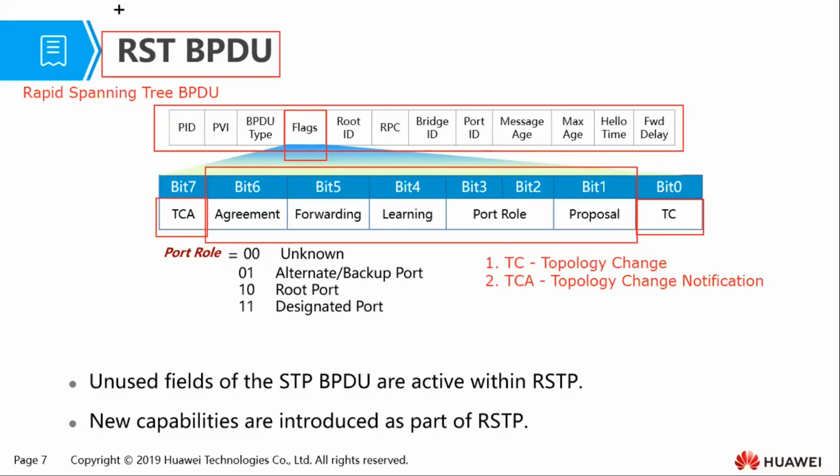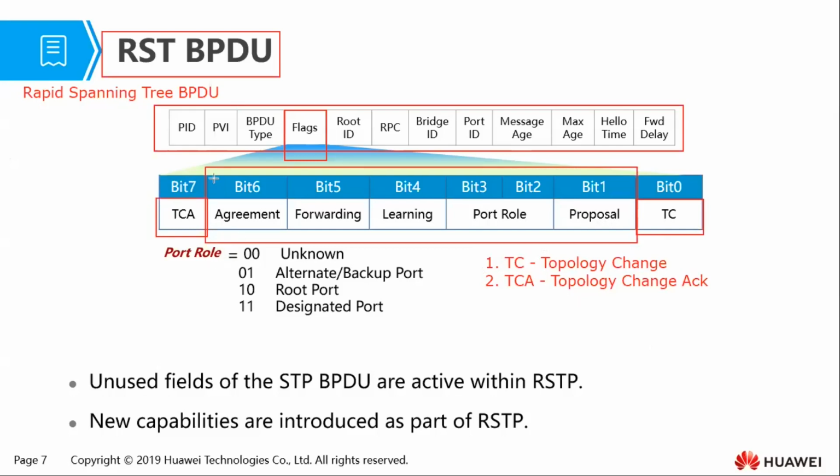Now, RSTP makes use of this particular. Oyo, are you raising your hand? Yes, go ahead. Is the TCA topology change acknowledgement or notification? Acknowledgement, I'm sorry. I made that mistake. Topology change acknowledgement. Okay. Thank you for that.